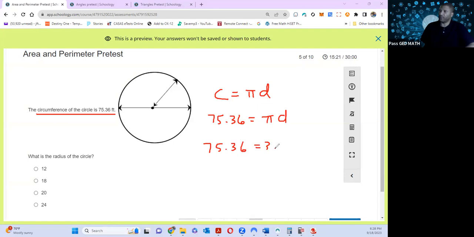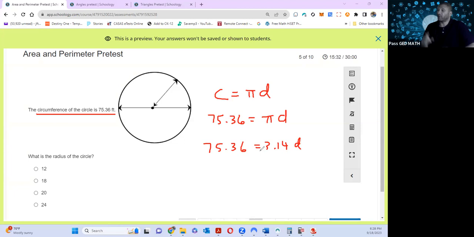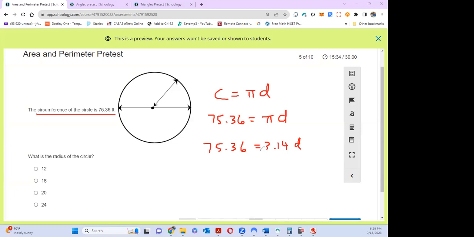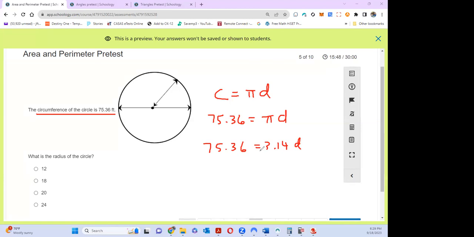75.36 equals 3.14 times D. If we want to get D by itself, what do we need to do? We need to square root. No, you're trying to remember. Oh, I'm sorry, you cannot try to remember. Listen to what I'm asking. When you have a variable you're trying to get by itself, if we're trying to solve for D, it's being multiplied by 3.14. What is the opposite operation of multiplication?